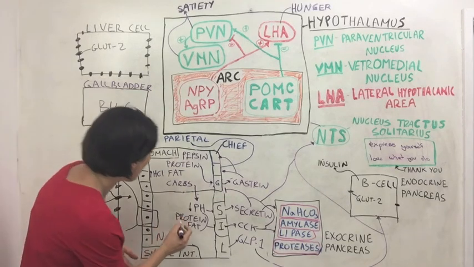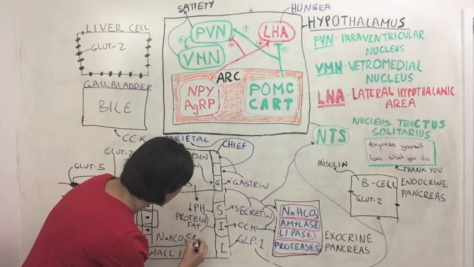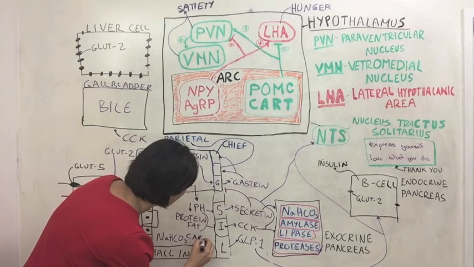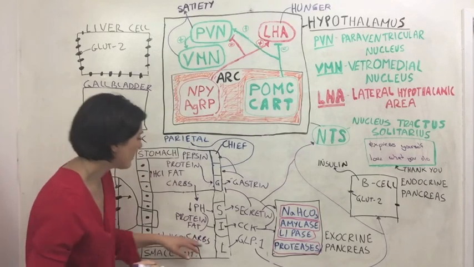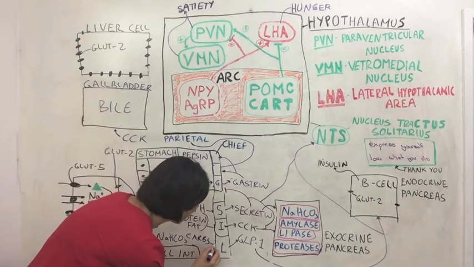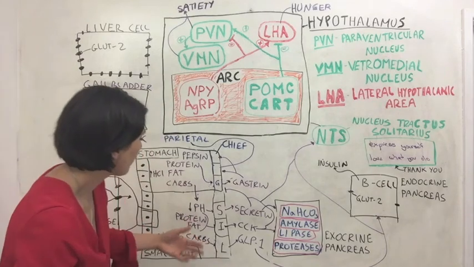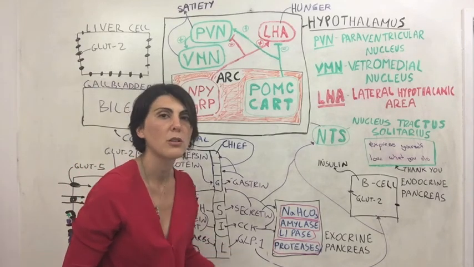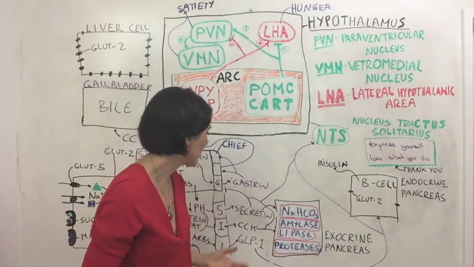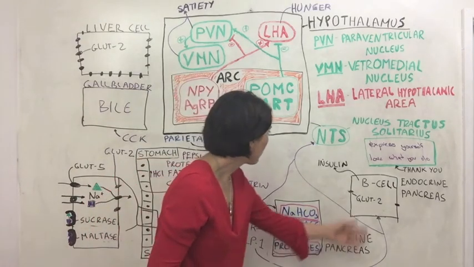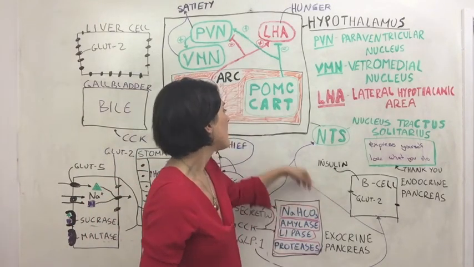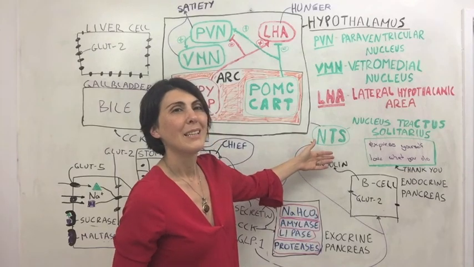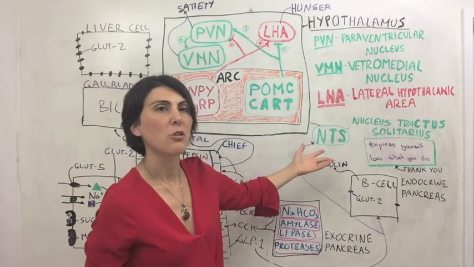Then we got the carbohydrates. The carbohydrates are detected by the L cells, and that further causes the release of glucagon-like peptide 1, so you get a second surge, and you will get more insulin released, as well as more. It will affect the nucleus tractus solitarius more.